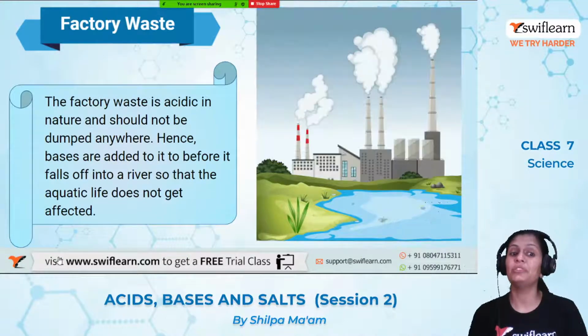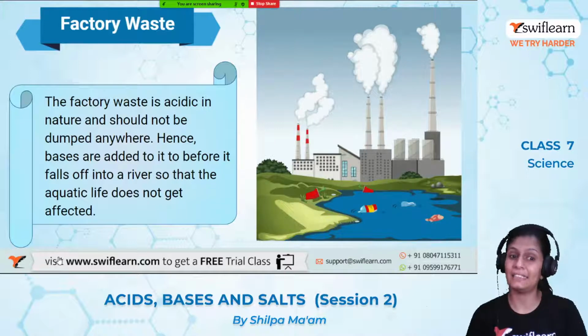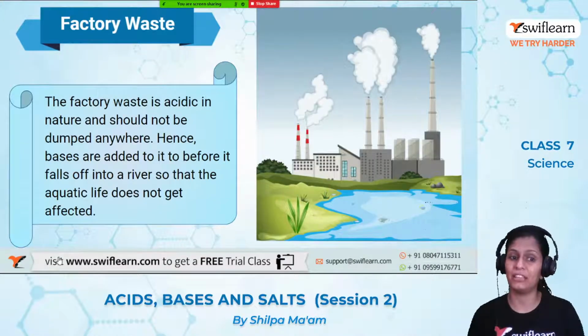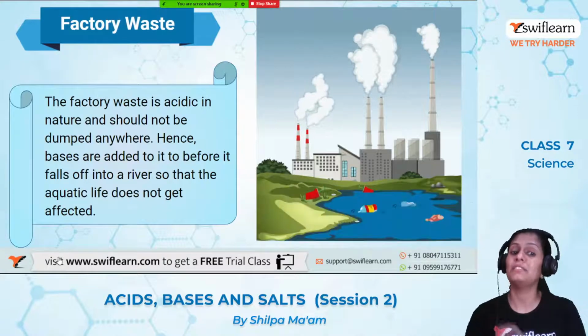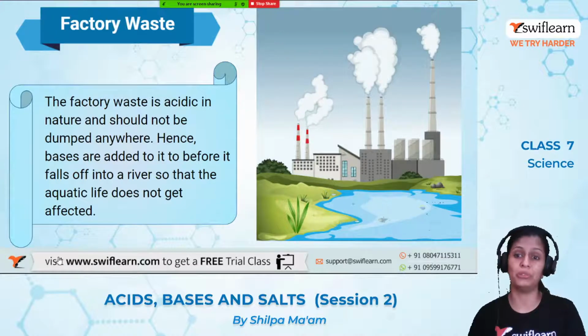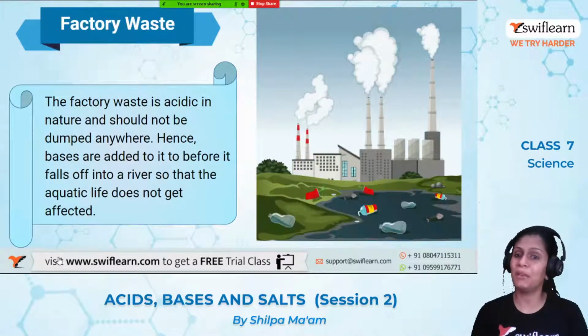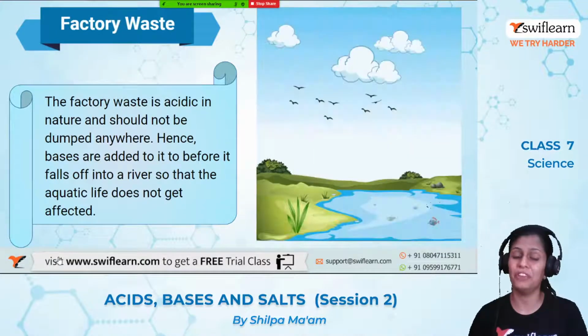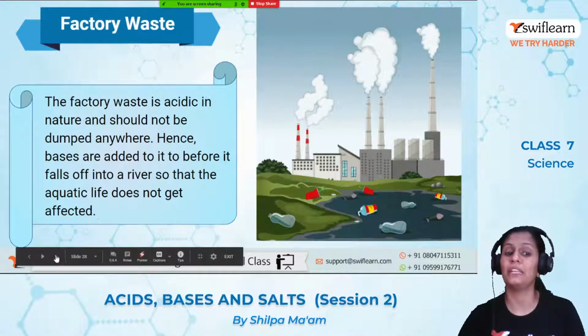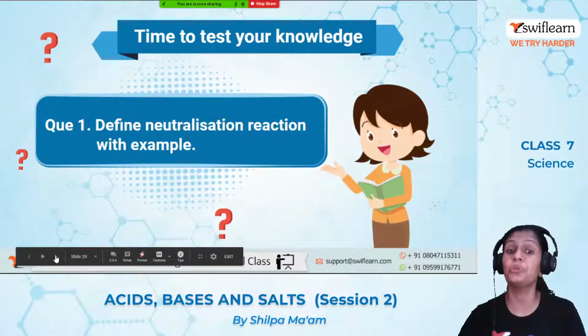So factory का जो waste होता है, it is normally acidic in nature, और उसको इधर उधर कहीं dump नहीं करना चाहिए, कहीं पे भी नहीं फेंक देना चाहिए. That is why bases are added to it. We need to add bases before throwing it off into the river, क्योंकि हमने अगर उसमें base add कर दिया तो वो क्या हो जाएगा? उसका effect neutralize हो जाएगा, जिसकी वजह से the aquatic life is not getting affected. That is, we need to treat it.